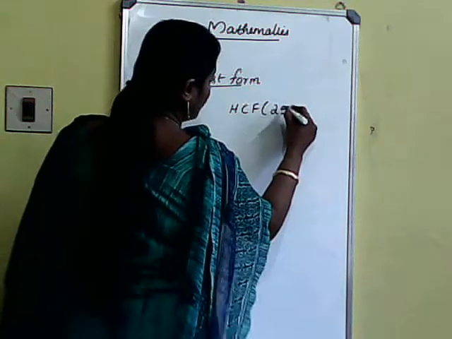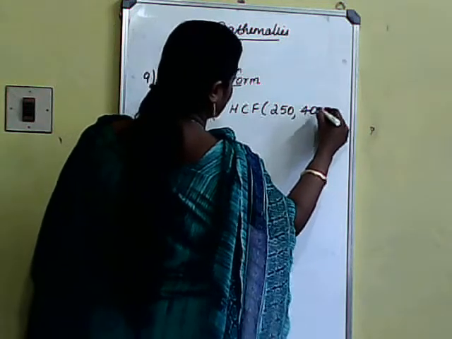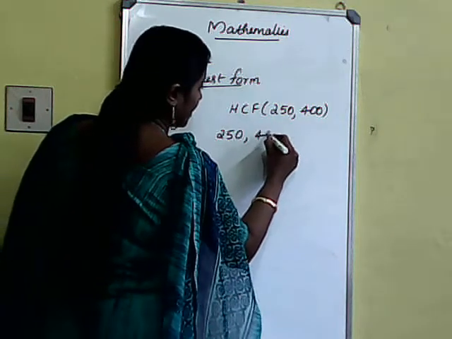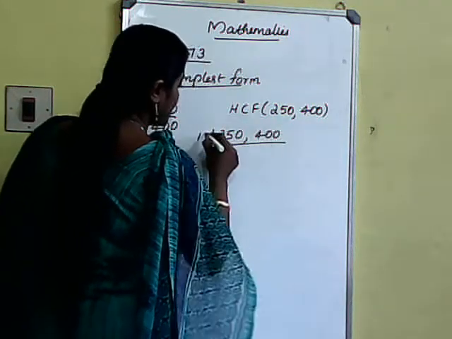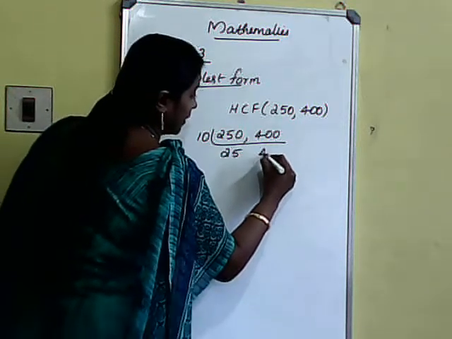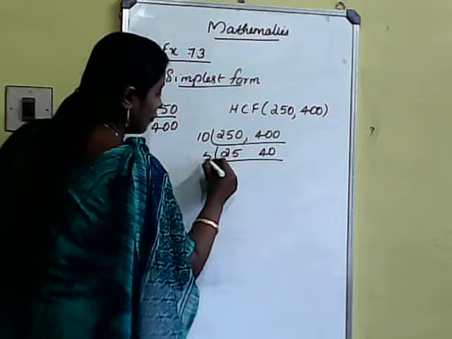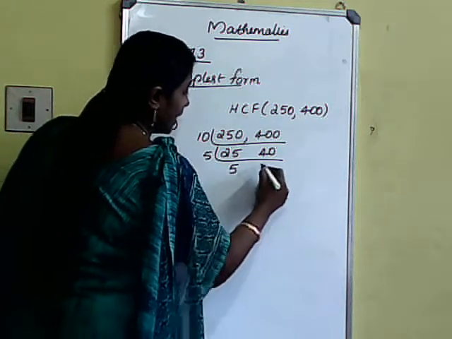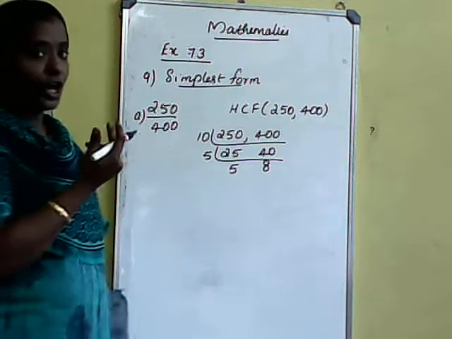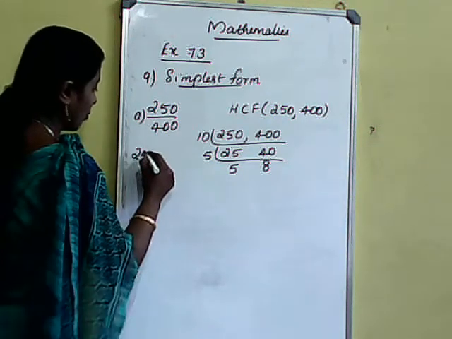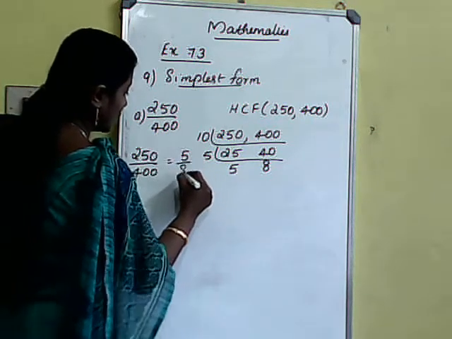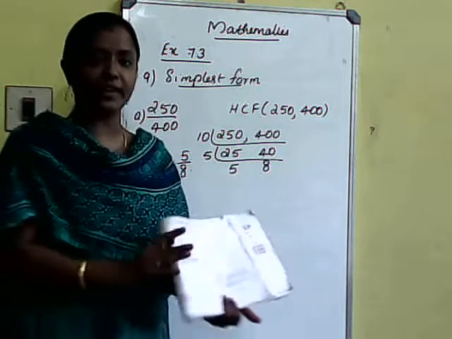HCF of 250, 400. Which number is common? That is 10. So 25, 40. Again, which number is common? 5. 5 fives are 25, 8 fives are 40. Any number common between 5 and 8? No. So what is the simplest form of 250 by 400? 5 by 8.